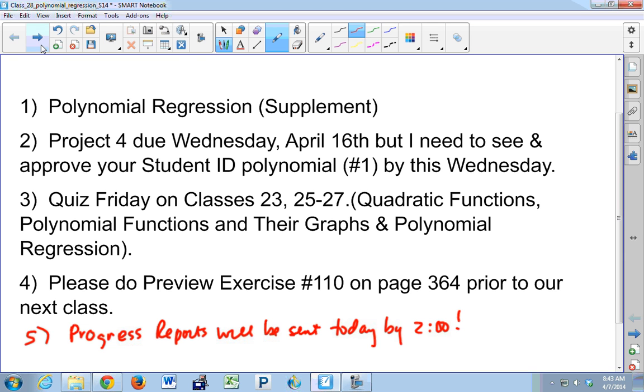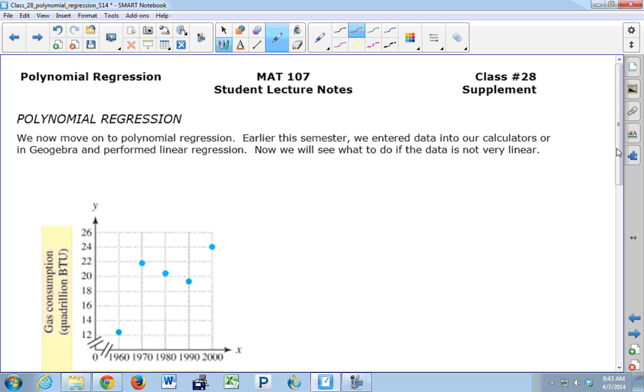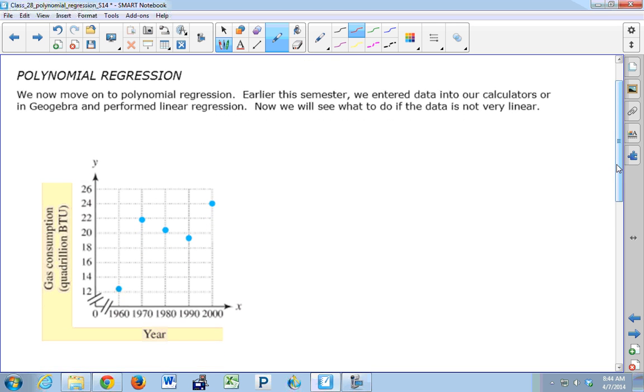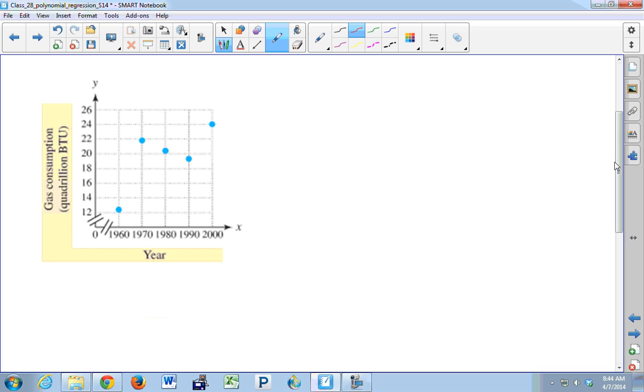All right, so let's take a look. Today we're doing polynomial regression. In the past, we've talked about linear regression. If you were here the other day, this is a graph that we worked on with US energy consumption between 1960 and 2000. I asked many of you to draw some type of curve that you thought might fit this data best, and you all drew different graphs.